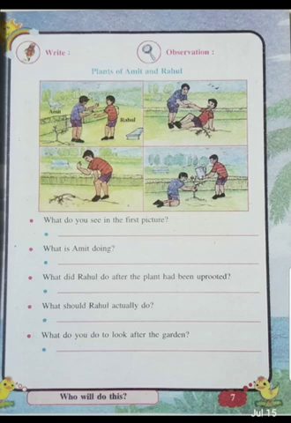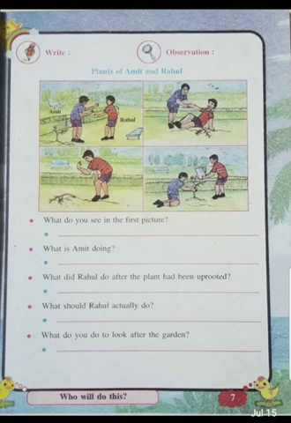What should Rahul actually do? So what should they do here? When they are playing in the garden, they should take care that because of their playing, the garden should not get damaged. Means the plants or the trees or the flowers should not get damaged because of their play. So you should play in such a way that the garden is maintained properly.